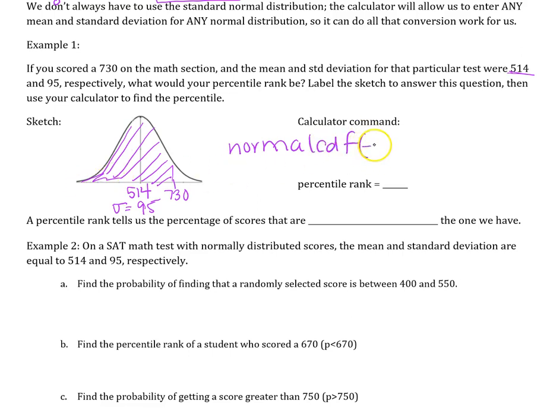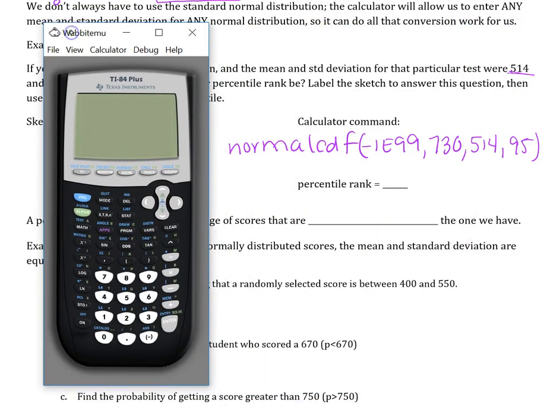And my low bound is going to be negative infinity. High bound or upper bound is going to be 730. Now, instead of 0 and 1, we're going to put 514 for the mean and 95 for the standard deviation. Okay, and this is where we grab our calculators. So we're going to do second vars, option 2. I already have negative infinity in, so that's good. Or you could just hit negative 9999999, it will do the same thing.